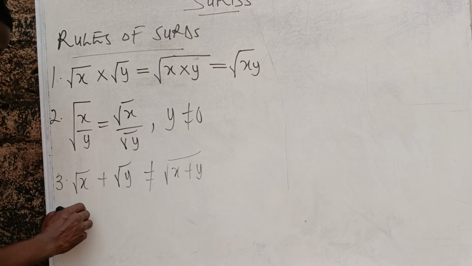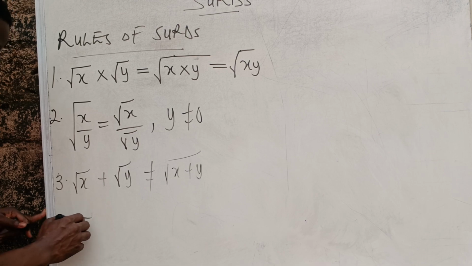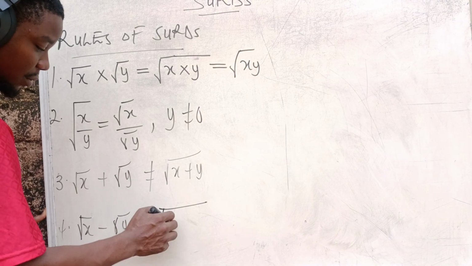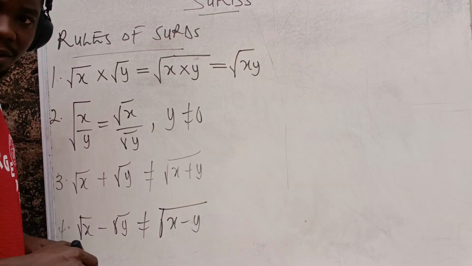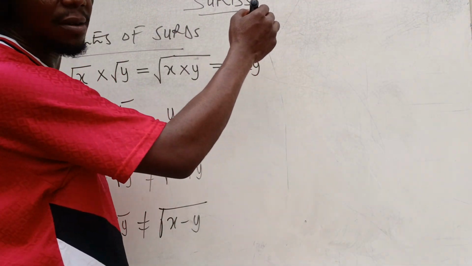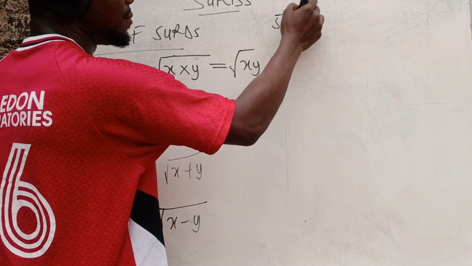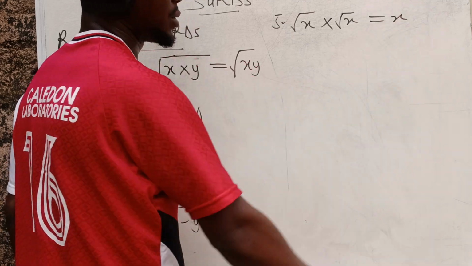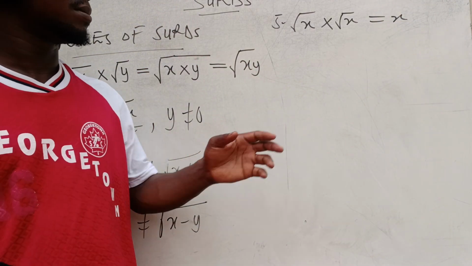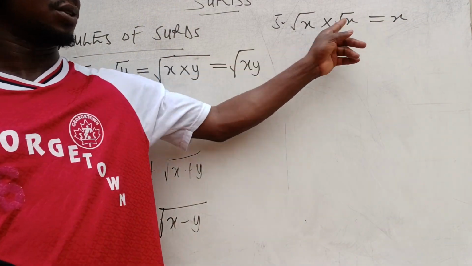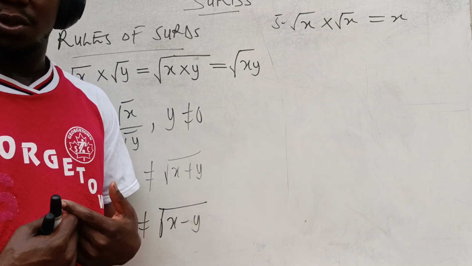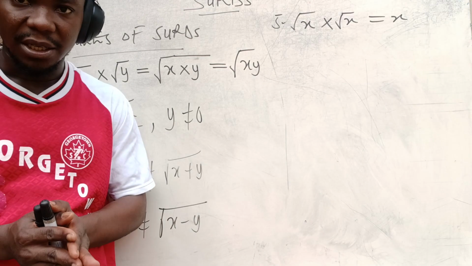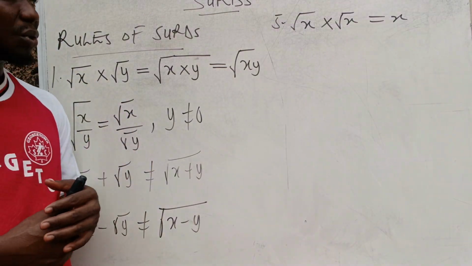Rule number 4 says that if you have the square root of x minus the square root of y, it is not equal to the square root of x minus y. And lastly, if you have the square root of x multiplied by the square root of x, it is always equal to x. That means if two similar surds are multiplying themselves, it gives you the number inside the root. For example, root 2 times root 2 gives you 2. Root 10 times root 10 gives you 10, and so on. So all these are the basic rules in surds.